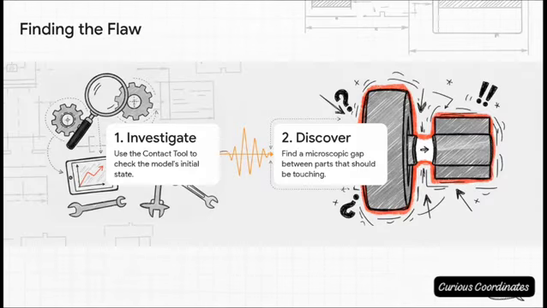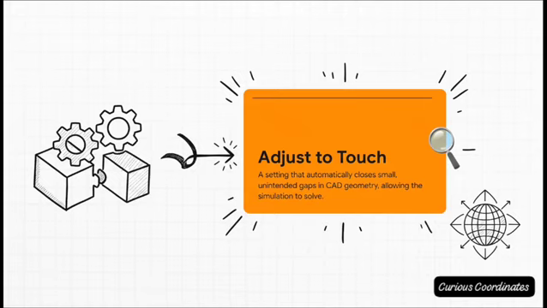Now, the first instinct might be to just start randomly changing settings, right? But a real pro knows you investigate first. They use a special diagnostic tool to check how all the parts are sitting at the very beginning. And that's where they find it. A tiny, microscopic gap, a little flaw from the original design that's keeping the wheel from touching its shaft. And this is the beautiful part. The solution isn't some super complex workaround. It's a single setting, Adjust to Touch. You're just telling the software, hey, see that tiny gap? Close it. And with that one click, the model solves perfectly. It just goes to show you how deep expertise can lead to a really simple, powerful fix.